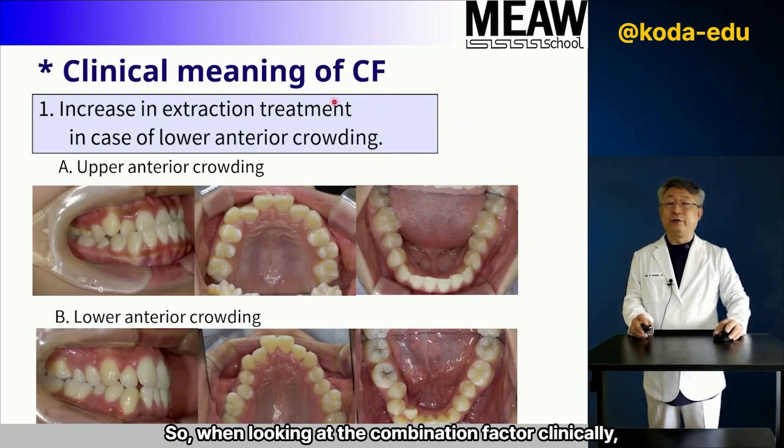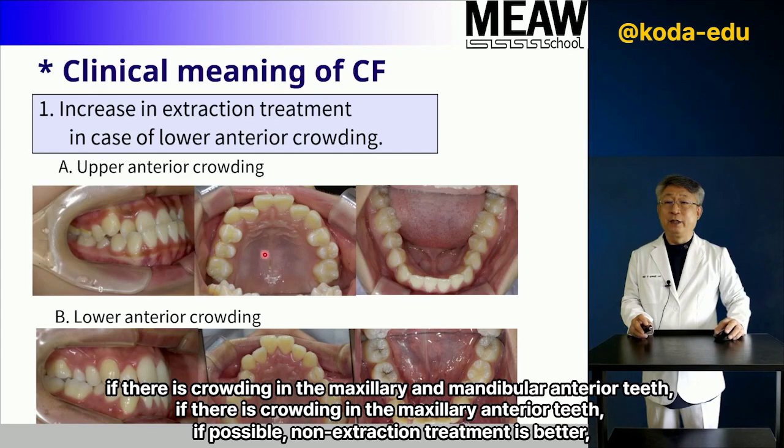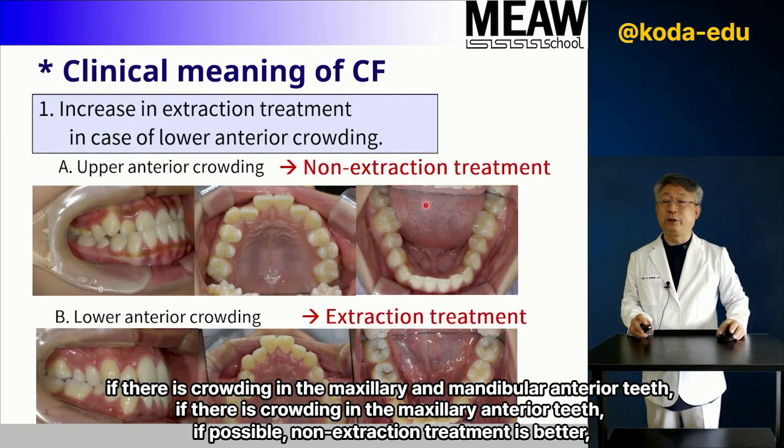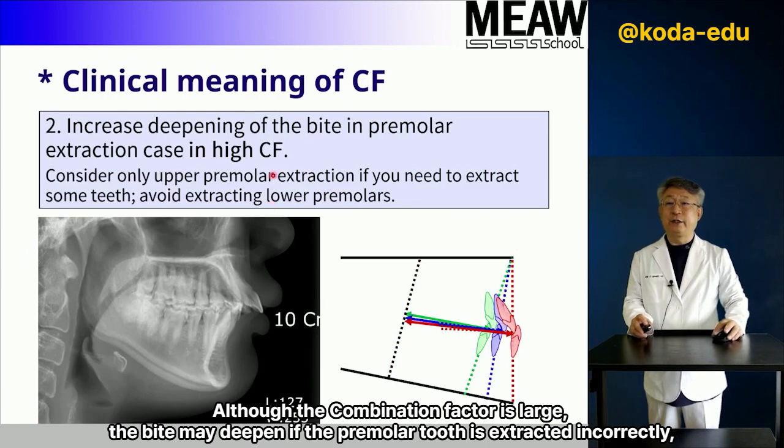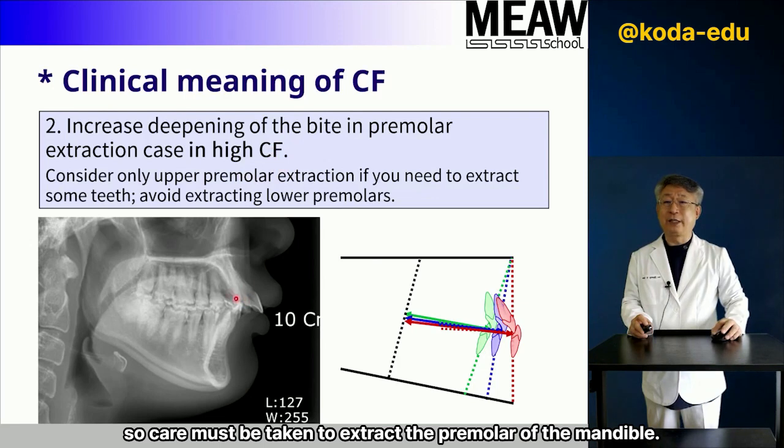So, when looking at the combination factor clinically, if there is crowding in the maxillary anterior teeth, non-extraction treatment is better if possible. And if there is crowding in the mandibular anterior teeth, extraction is possible even if the CF is large. Although the combination factor is large, the bite may deepen if the premolar is extracted incorrectly. So care must be taken when extracting the mandibular premolar.